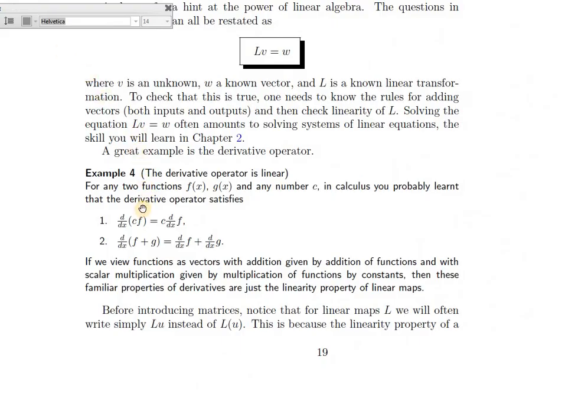Now here's an example of a linear function that you wouldn't think of. The derivative operator is linear. Right? The derivative operator acts on functions that have derivatives, or we call them differentiable functions. And you can verify that the derivative of any number times a function is that number times the derivative. And the derivative of the sum of two functions is the sum of the two derivatives.